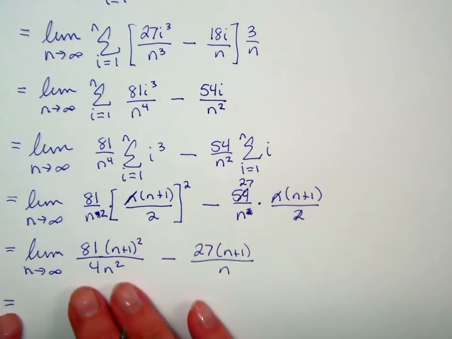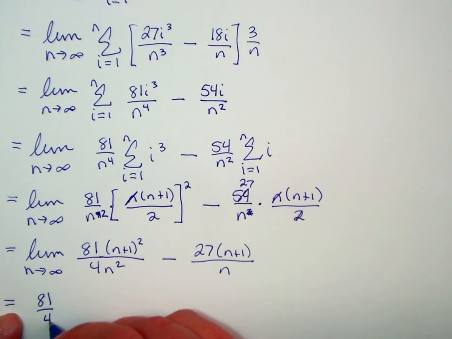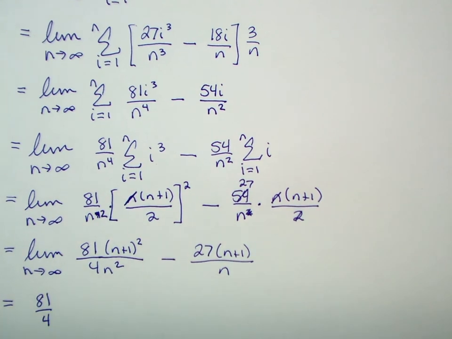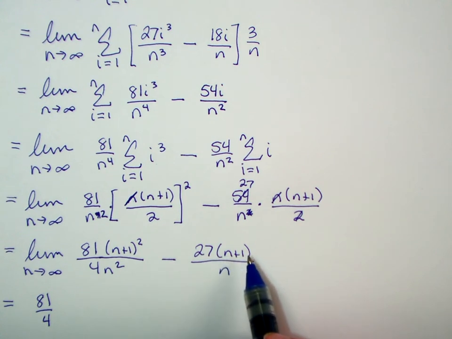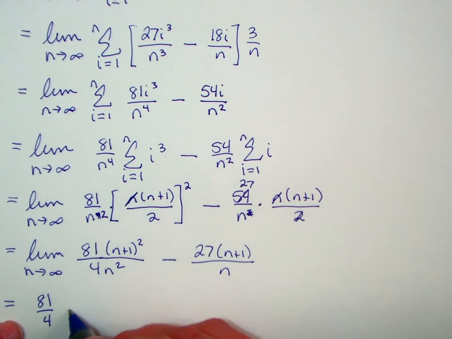So I'm not going to do a whole bunch of work here. I'm just going to write that the first term gets 81 over 4. Now the same thing is going to happen over here. If I were to multiply all this out, I get 27n plus 27. And on the bottom we have an n, but the powers of the top and the bottom are equal. And so the infinite limit is just going to be the coefficient of the top over the coefficient of the bottom. And so we're going to get minus 27.